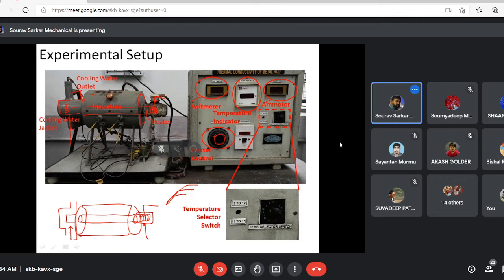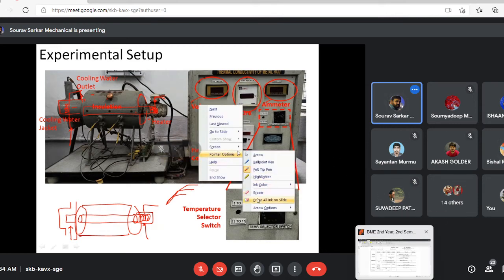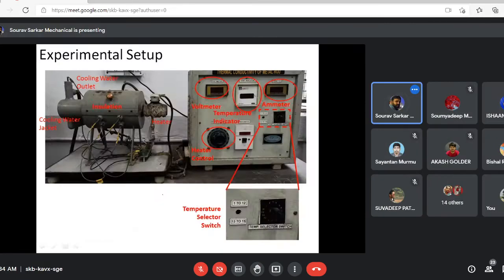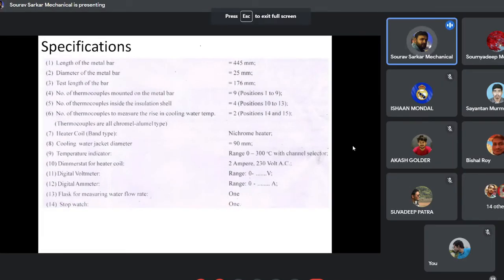Any doubt up to this much? Fine. So, the length of the metal bar, diameter of the metal bar, test length of the bar where you have placed all your thermocouples, the number of thermocouples inside the metal bar, inside the insulation cell, and inside the cooling water. Heater coil, cooling water jacket diameter, temperature indicator, dimmerstat for voltage control, digital voltmeter, digital ammeter.